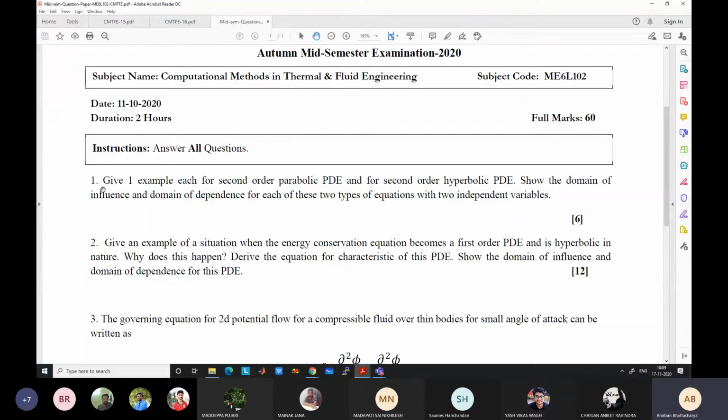Okay. And you needed to show the domain of influence and domain of dependence for each of these two types of equations with two independent variables basically. It can be x and t, or x and y, or whatever independent variables you choose. So we have discussed this in the class. If you remember, we have discussed this.